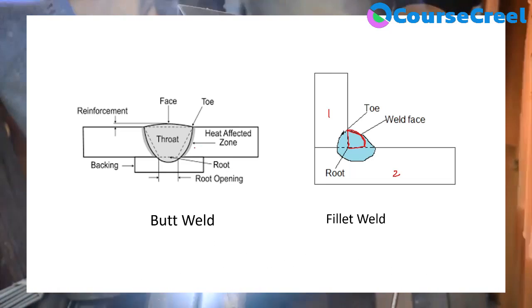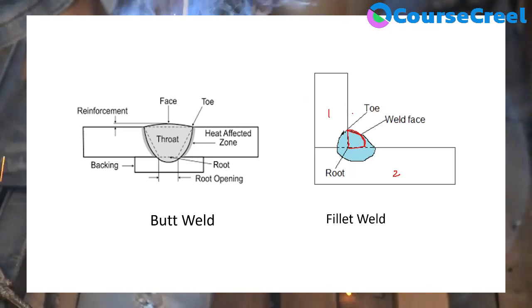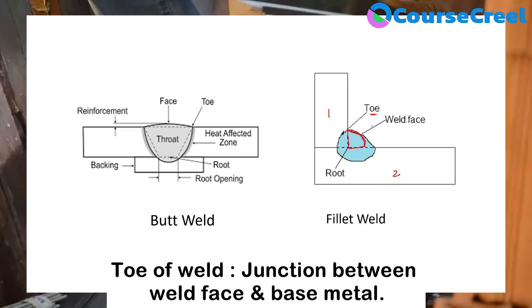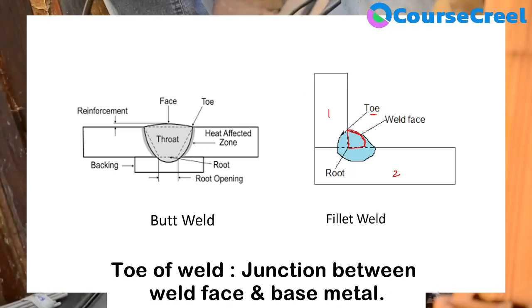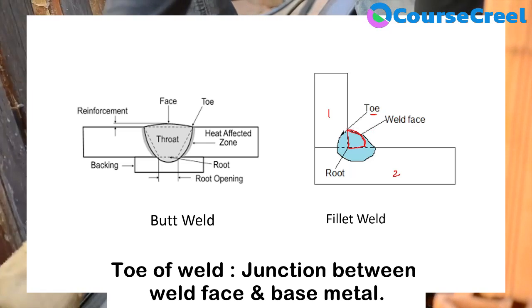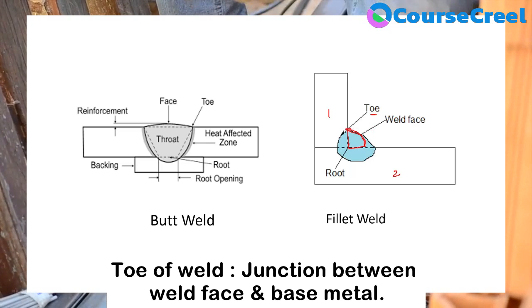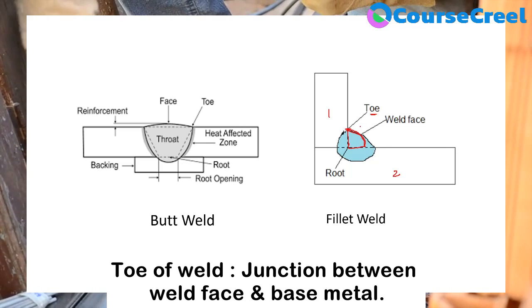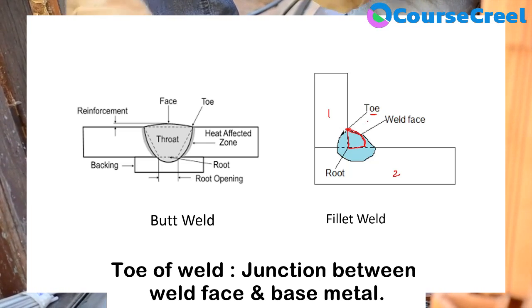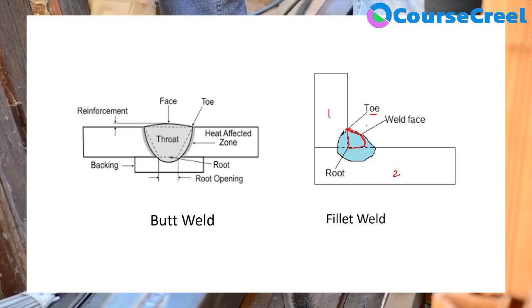Now here, root I have already defined. The next point related to fillet weld is toe. The toe of the weld we can define as the junction between the weld face and the base metal. So, you can see here, this is the position of the toe. The toe is the junction between weld face and base metal. So this is defined as the toe of the weld.